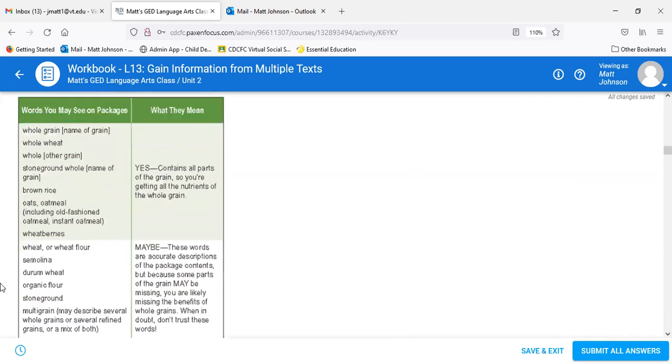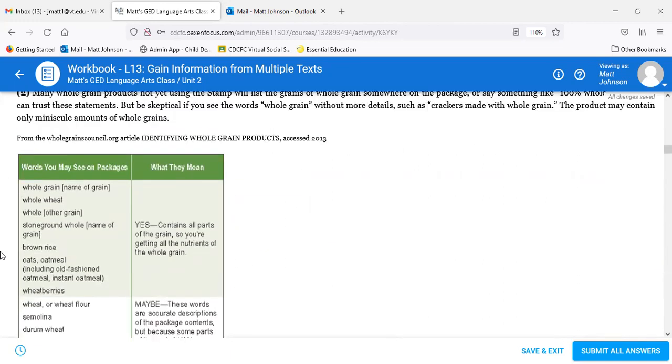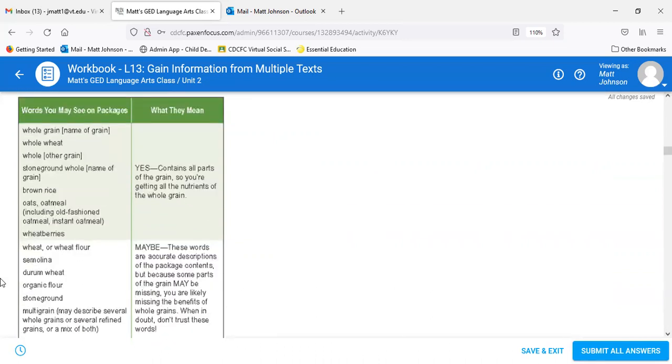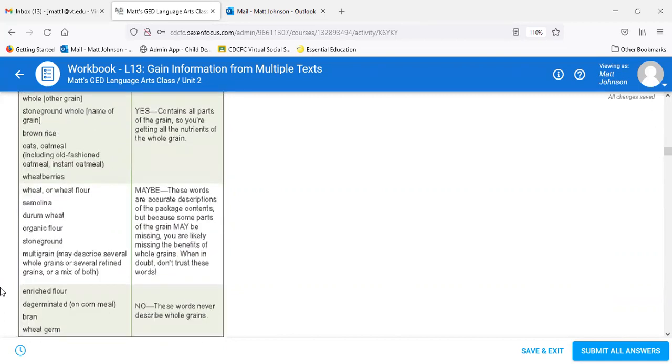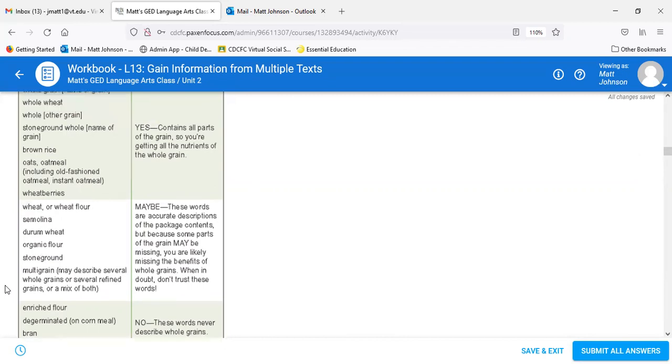And then our table here, column, words you may see on packages, and then what they mean. So whole grain, the name of the grain, whole wheat, whole, stone ground, whole, name of the grain, brown rice, oats, oatmeal, including old fashioned, oatmeal, instant oatmeal, wheat berries, wheat or wheat flour, semolina, durum wheat, organic flour, stone ground, multigrain, may describe several whole grains or several refined grains, enriched flour, degerminated or cornmeal bran, wheat germ.